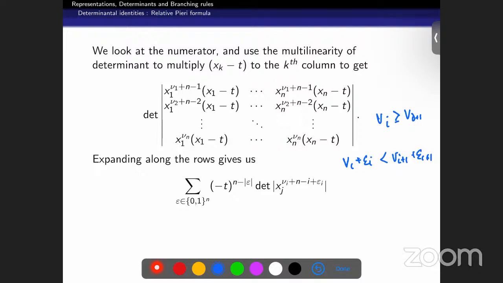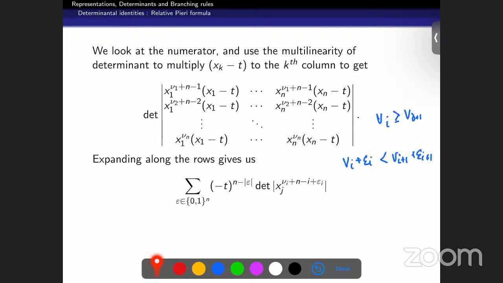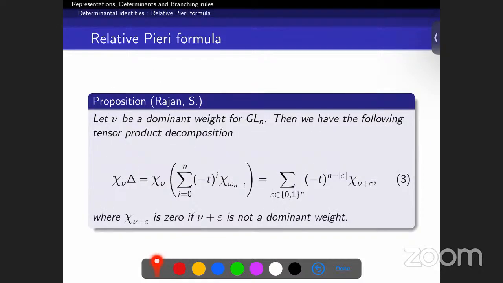And if that happens, then you can see that in this determinant there would be 2 rows, the ith and the I plus 1th rows, which would be having the same exponent for the xjth term. And that would say that I've gotten 2 identical rows, hence the determinant would be 0. So this sum survives only when this is dominant, and if it is not dominant, then this vanishes. Now we just have to divide this whole thing by S rho, and that gives us the formula that we initially started with, right? Divided by S rho, we exactly get this.